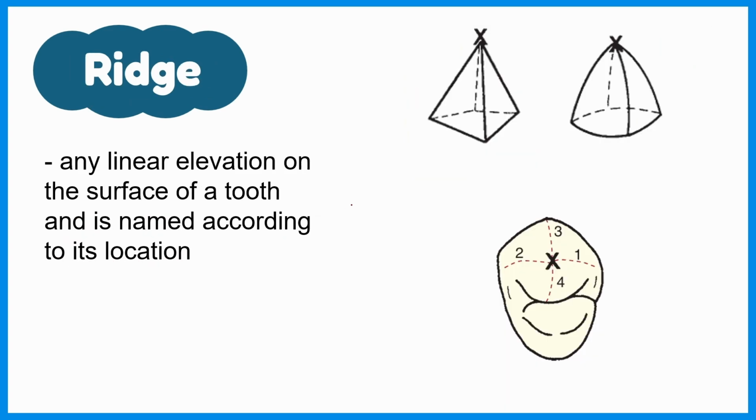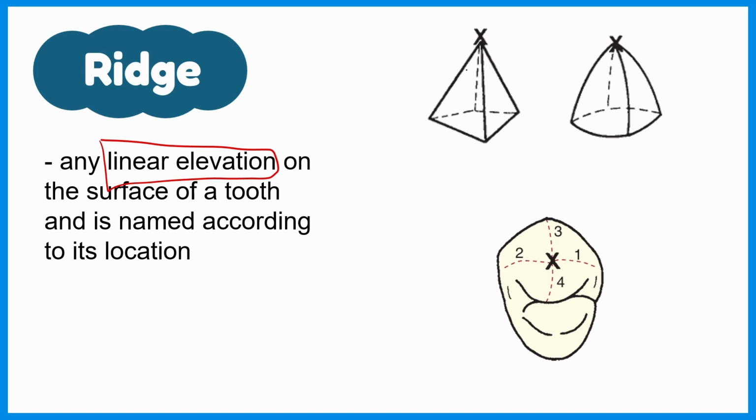A ridge. A ridge is any linear elevation. Right over there, it's just a linear elevation. There are types of ridges. We'll be going over them in a moment. But in general, we'll just talk about the ridge in general. A ridge is just a linear elevation, and it's named according to its location on the tooth surface.